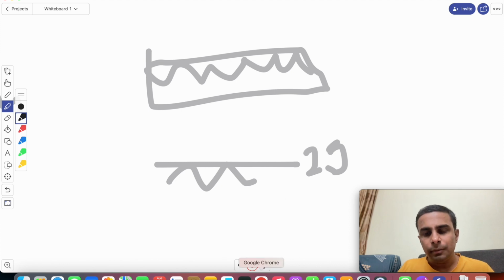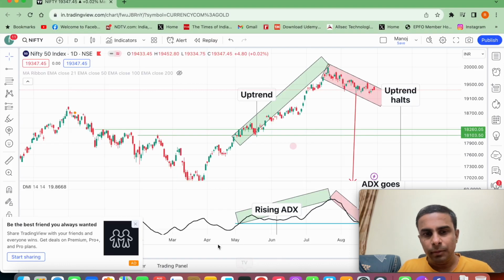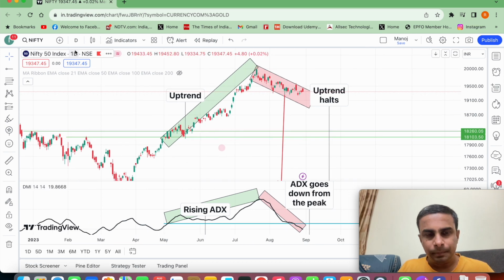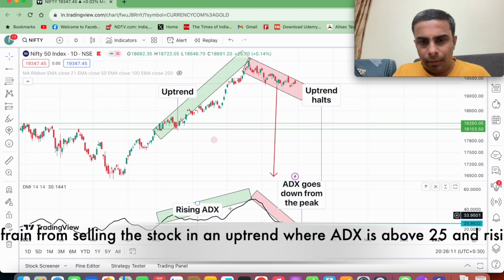Now let's look at some examples. You can see over here, this is Nifty's daily chart, and you can see that Nifty was in an uptrend from here till here, right? And if you look at the ADX value, ADX started rising. It went above 25 on 4th of May 2023, and from there it went all the way up to 50.